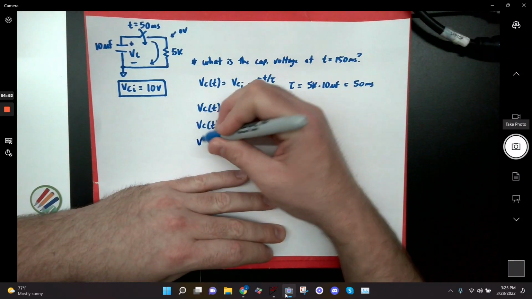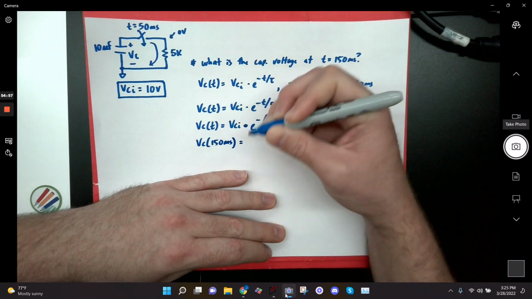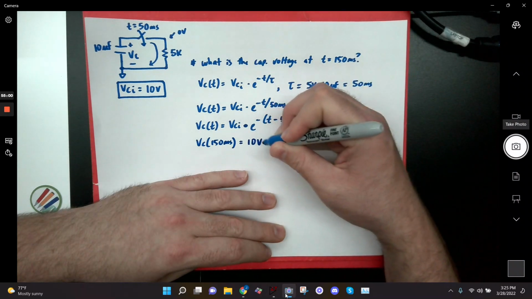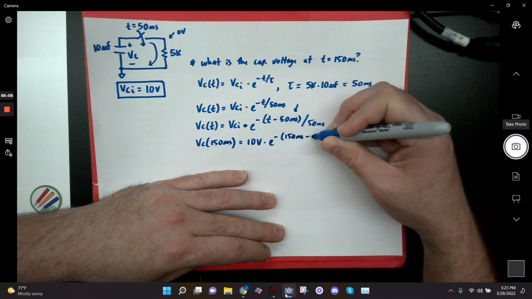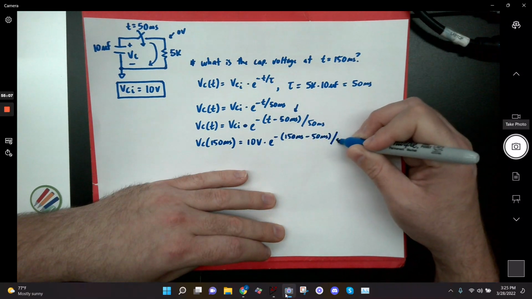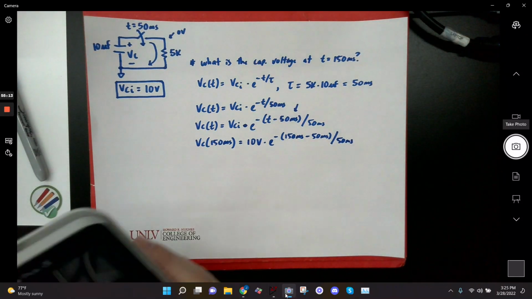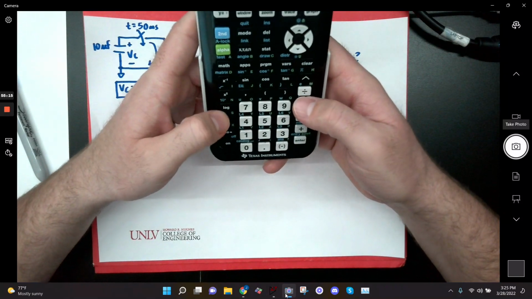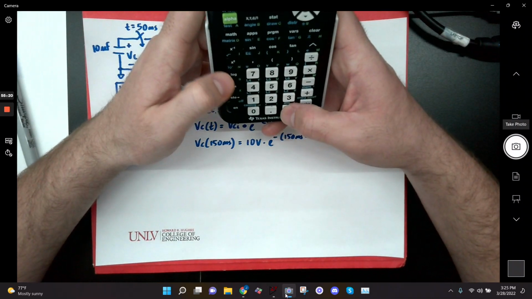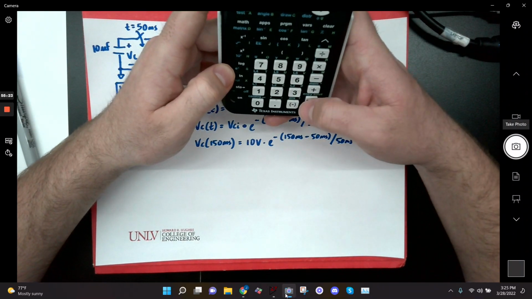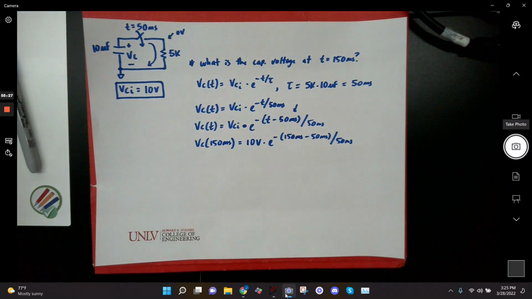So in this case, I wanted to know at 150, my VC initial was 10 volts, e to the minus (150 milliseconds minus 50) over 50. And now I'll throw that in my calculator. Let's see. It's going to be e to the minus 2 again times 10. 1.353 volts.